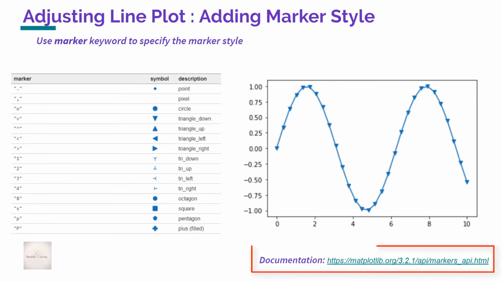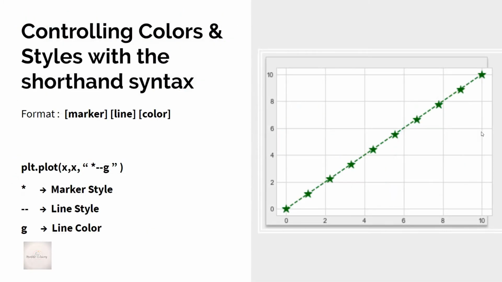So if you really want to see all of them, then please do check the official documentation of Matplotlib, or you can just click on this link which I have given here. Okay. So now, just for fun, we will be combining all our learnings in a single plot. So let's customize our color, line style, as well as the marker style, and let's see how the outcome will be.